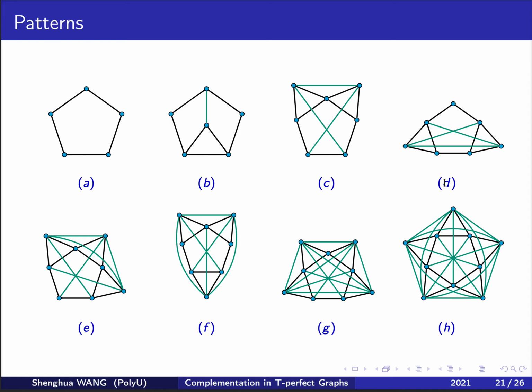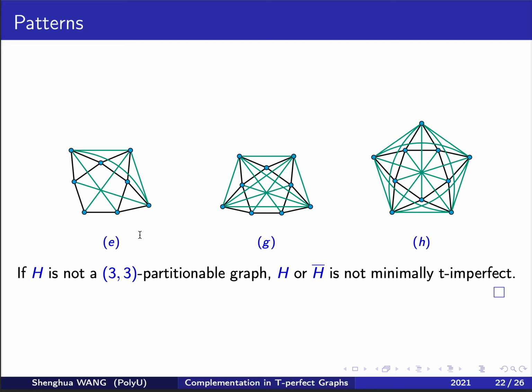And we show that graphs in pattern D and graphs in pattern F, whose complements are in pattern C and pattern E, are handled too. Now it suffices for us to consider the graphs in pattern E, pattern G, and pattern H. Let H be a graph in these three patterns. If H is not a Cauchy partitionable graph, then H or its complement is not minimally T-imperfect. If we could show this, that will conclude our proof.